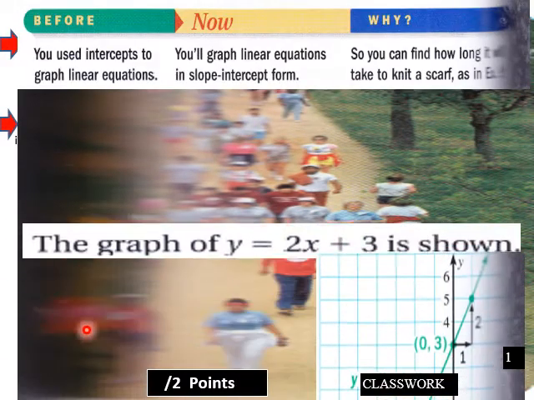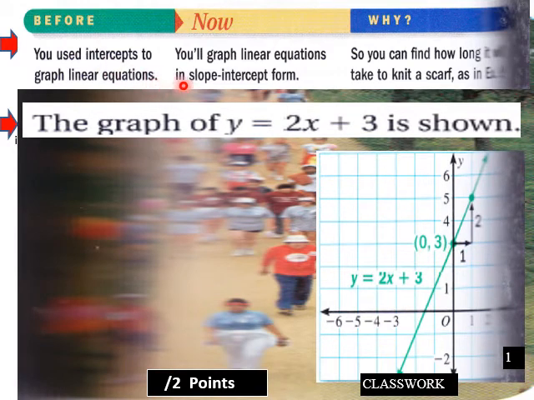Okay, into our lesson. You use intercepts to graph linear equations. You'll graph linear equations in slope-intercept form. The graph of y equals 2x plus 3 is shown here. Y equals 2x plus 3. What do you notice about this graph?